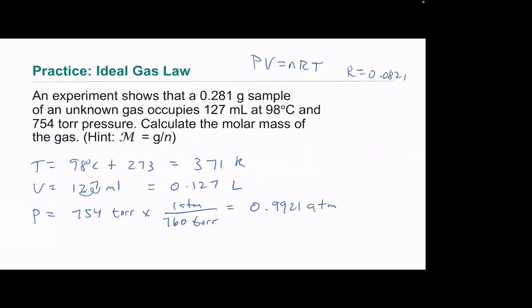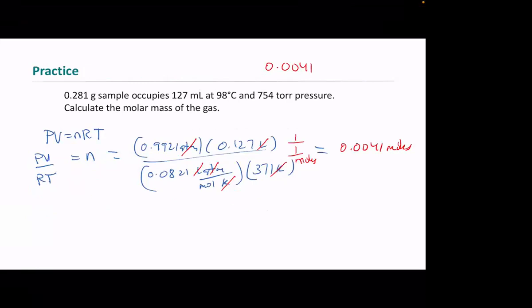Right. Molar mass is grams per mole. I gave you that hint. So we were given a mass to start with. Houston's exactly right. We're just going to take 0.281 grams divided by 0.0041 moles. And we get 68 grams per mole.